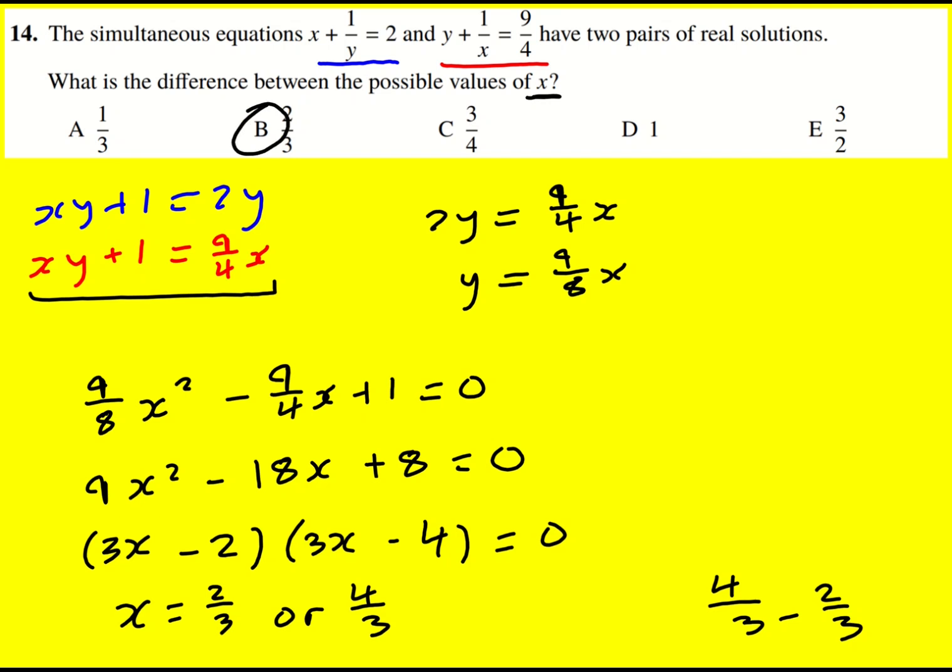And we can work out why if we wanted to. We just times through by 9 over 8. I'm not going to do that here, but you can if you'd like to get the full solution.